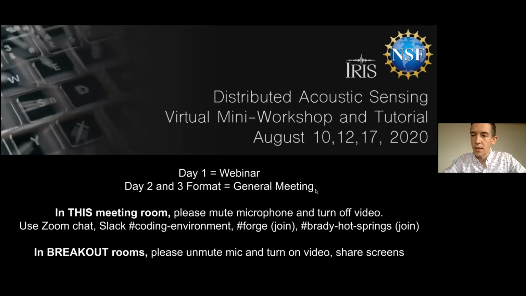So please mute your mic and turn off your camera. If you need to get in touch with us or talk to someone about particular coding issues that you might be having, or particular issues with Brady Hot Springs or Forge data sets, you can use the Slack environment. You can also use the Zoom chat, which is here. And when we go into what are called breakout rooms, groups of smaller numbers, please at that point turn on your mic and turn on your video and introduce yourself and feel free to talk like a normal meeting. But when we return to this meeting room, please mute your microphone and turn off your video.